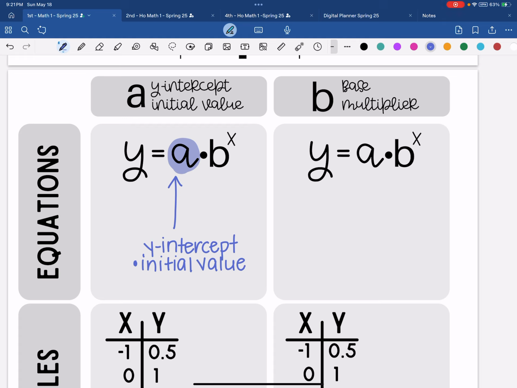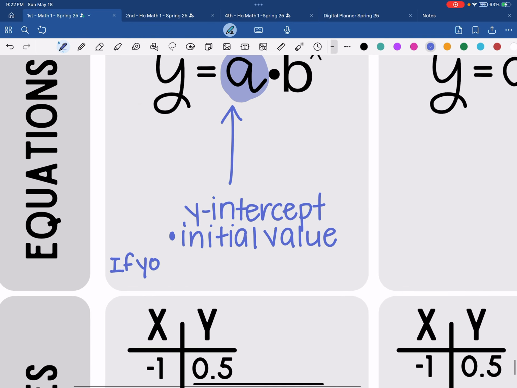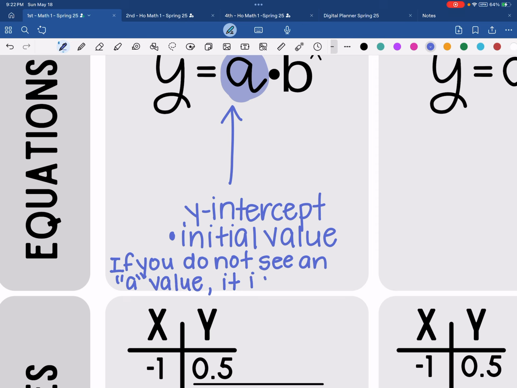So we just kind of talked about that just a second ago. But if you do not, let me zoom in here. If you do not see an A value, and again, the A value is the y-intercept, it is automatically 1, not 0, 1.